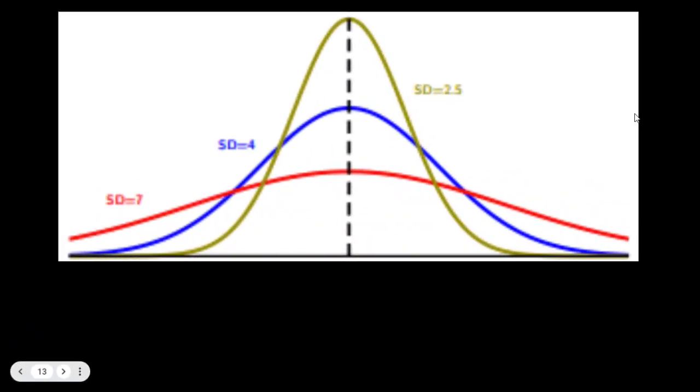Here are some examples of different standard deviations. You'll notice if the standard deviation is smaller, the peak is higher because everything is closer to that center line. But as the standard deviation gets larger, like in this case with the red one, we've got a standard deviation of 7. Notice because your standard deviation is much wider, the peak is much lower and the data is more spread out left and right. Standard deviation of 4 is kind of in between those two.